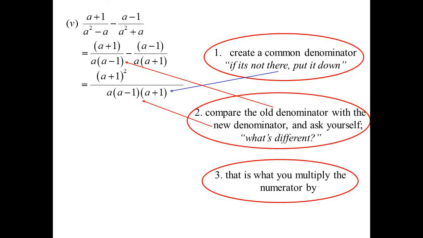Minus, now we do the same thing. It was a plus 1. It's now a minus 1, a plus 1. What's different? A minus 1. So we'll go minus a minus 1 squared. Okay. Of course, we can't cancel yet. Why not? Because before we cancel, what do we have to do?